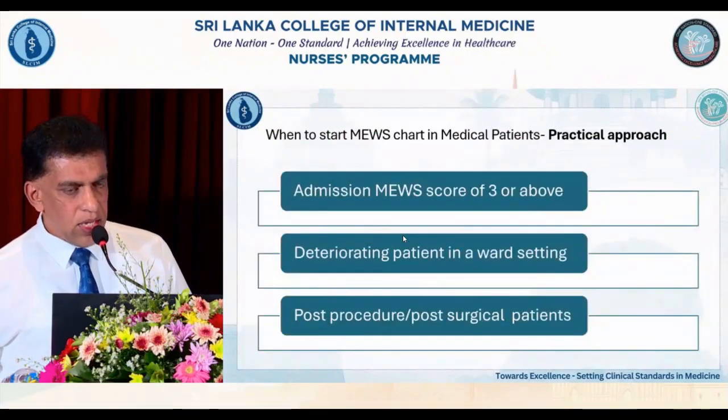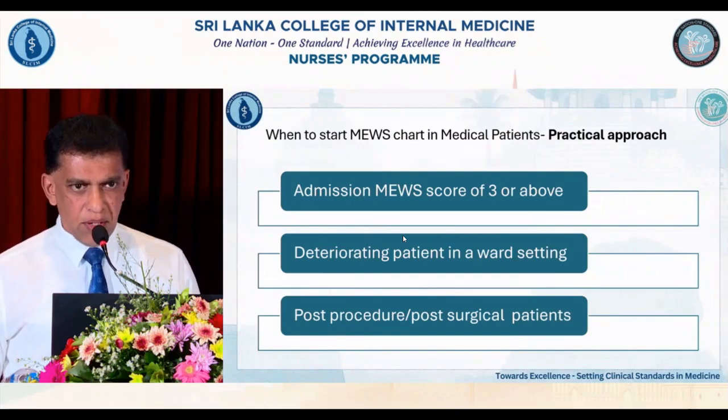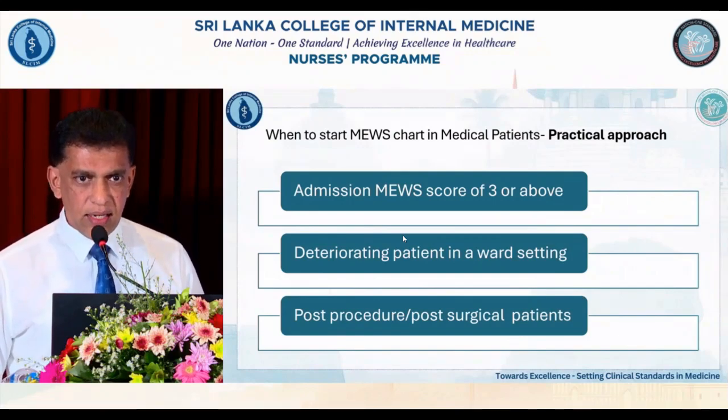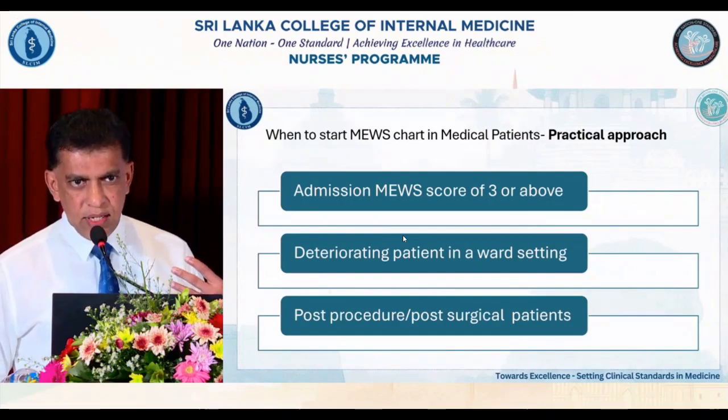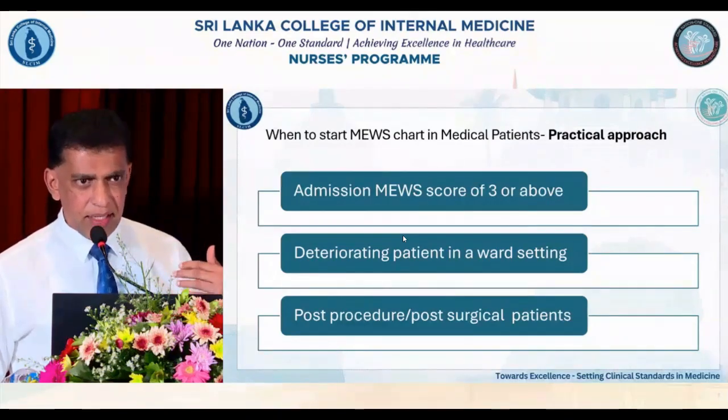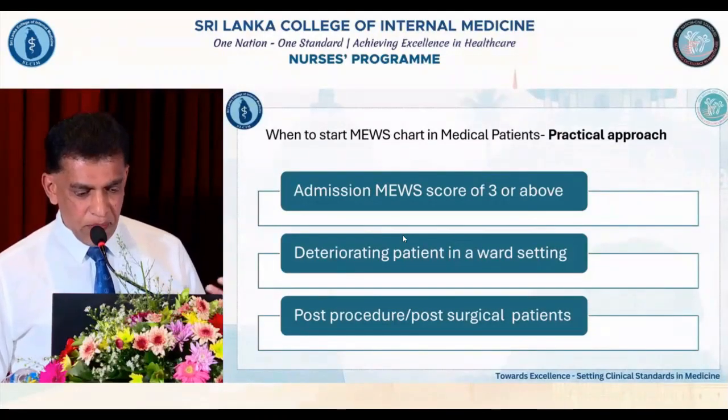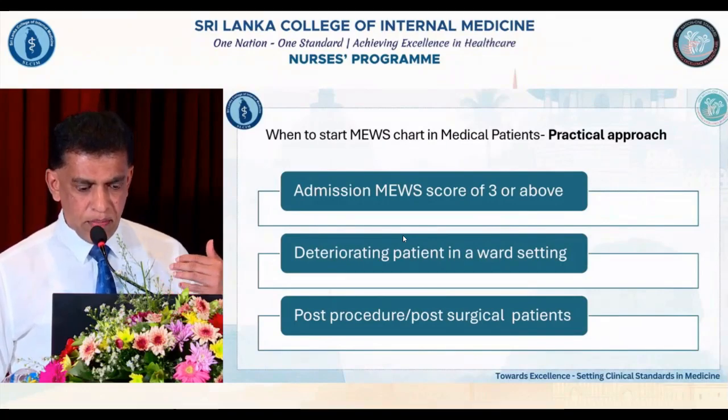What we have done is we have decided to come to a compromise, with an admission MEWS score of 3 or above having a chart initiated. And to give my personal figures, for a casualty of 50, we get only 5 or 6 patients. So that's not an impractical thing from a nursing point of view. And a deteriorating patient in the ward. I will take you through some cases and show how important it is.